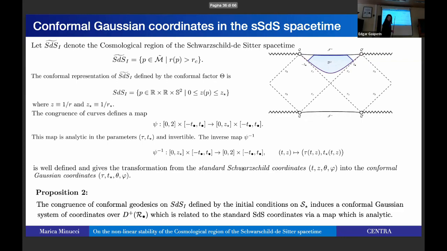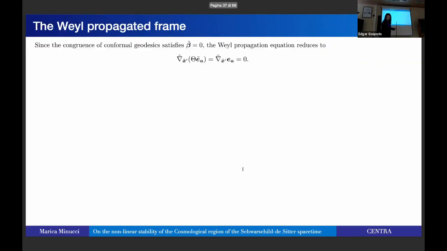And so in general, we have Proposition 2, where this congruence of conformal geodesics induces a conformal Gaussian system of coordinates over the whole domain of dependence of our region, which is related to the standard Schwarzschild-de Sitter coordinates by a map which is analytic. So now we have the conformal factor, we have a system of coordinates. Now what we'd like to do is to recast the Schwarzschild-de Sitter solution in conformal Gaussian coordinates as a solution to the extended equations.